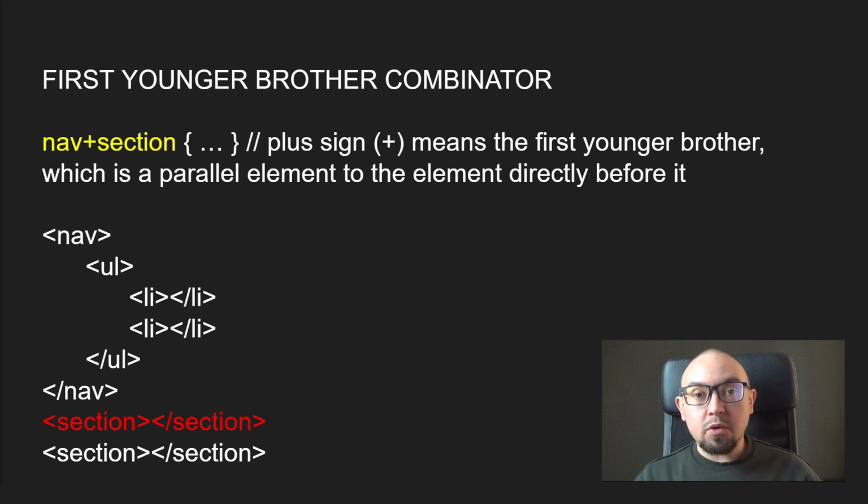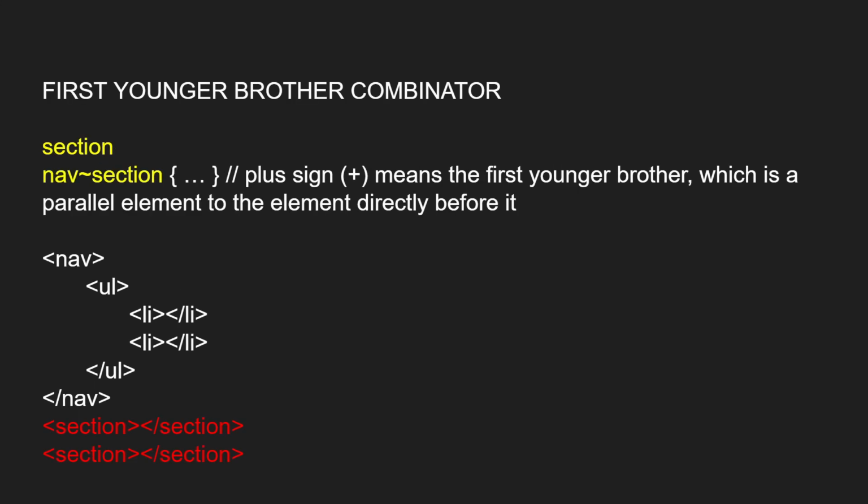The answer to that question may be this. Take the section tag, which is the first younger brother of the nav tag. If we wanted to select both sections, we could use these selectors for example. We could use the element selector, which would be only a section, or we could write it like this. Take the section, which is any brother of the nav tag.